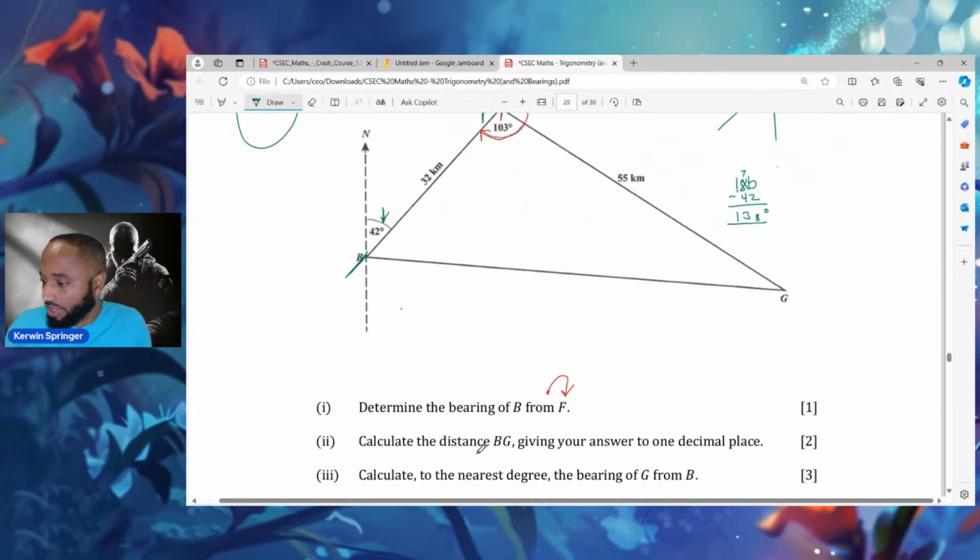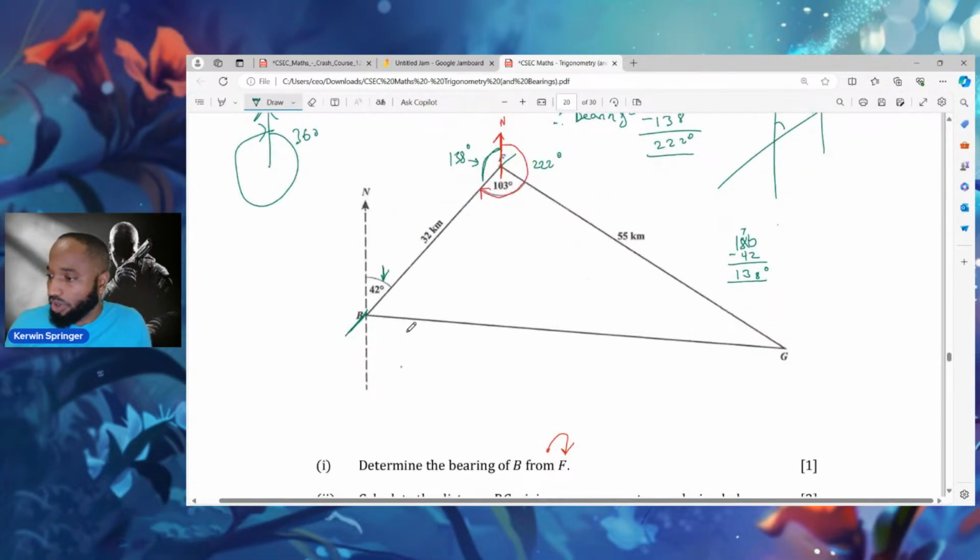All right. Calculate the distance BG, giving your answer to one decimal place. So what we're going to use to find BG, is it going to be the cosine rule or the sine rule? Definitely cosine rule. The cosine rule is used when you have three sides involved and an angle. So this is 103, we have 32, we have 55, and we're trying to figure out this side.